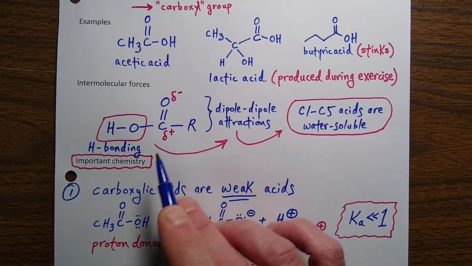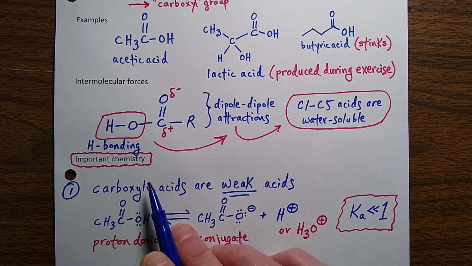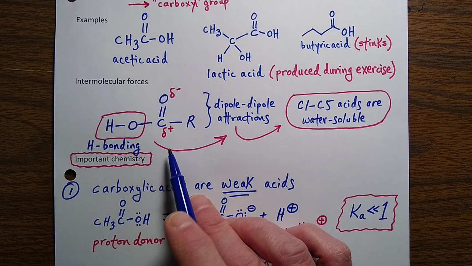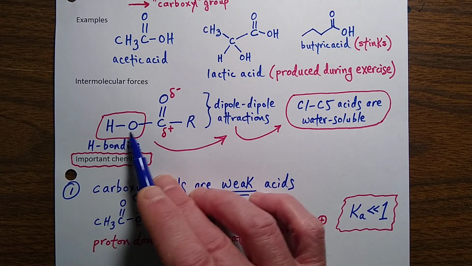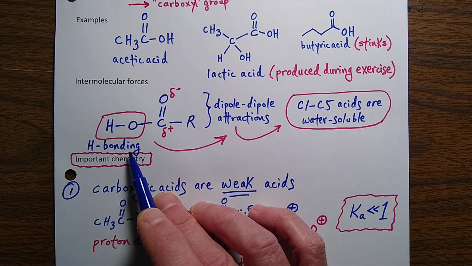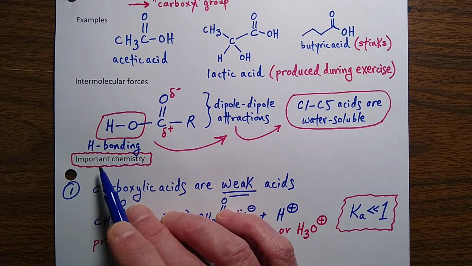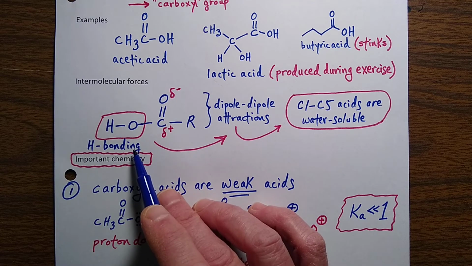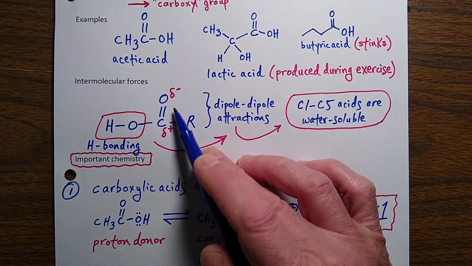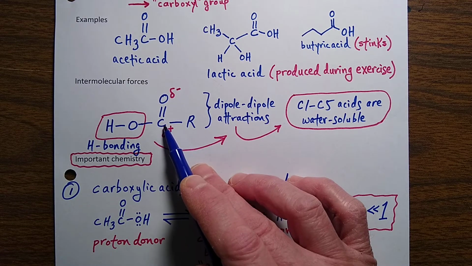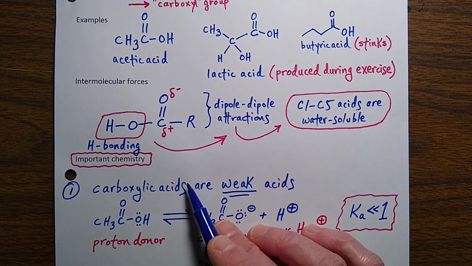But what's going on here in the intermolecular forces in a carboxylic acid? They're unique because they have an OH, which has the ability to hydrogen bond to other molecules of itself, but it also can hydrogen bond to water, and it has the polar carbonyl group. Carbon's partially positive, oxygen's partially negative.